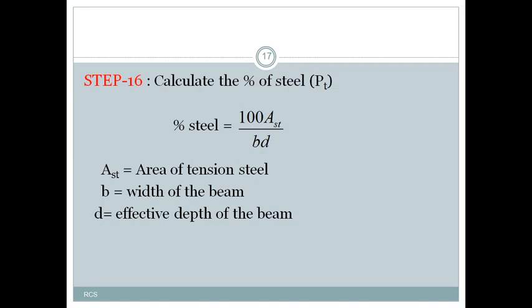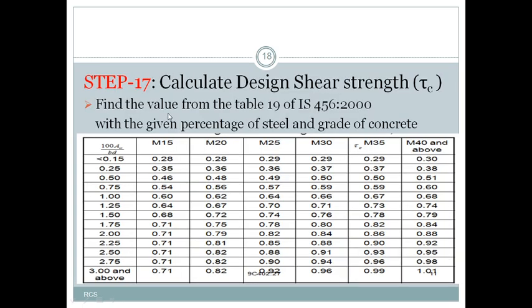percentage of steel. The percentage of steel can be calculated by using 100 Ast by bd. Ast is the area of steel required and provided, b is the width of the beam, and d is the effective depth. By using this formula, we can calculate the percentage of steel. The next step is to calculate the design shear strength. This can be calculated from Table 19 of IS 456. Why should we calculate it here? Because if any relation exists between these values, then we can decide what to do.